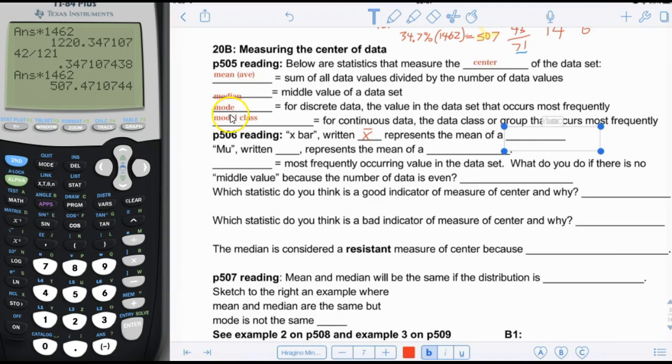So if you remember, the difference between discrete data and continuous data is the continuous data is like the decimal data that you probably don't get repeated numbers. Normally we classify those into groups or classes, like we say, all the measurements between 30 and 40, all the measurements between 40 and 50, etc. So when you do that, then you don't have a single mode anymore. What you have is one of the groups or classes which occurs most frequently. Instead of calling that a mode, we call it a modal class. Okay. X bar, written X bar, represents the mean of a sample.